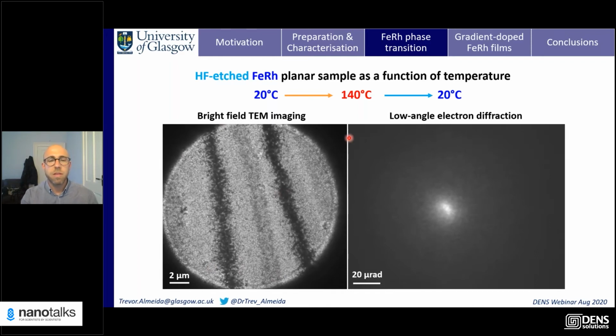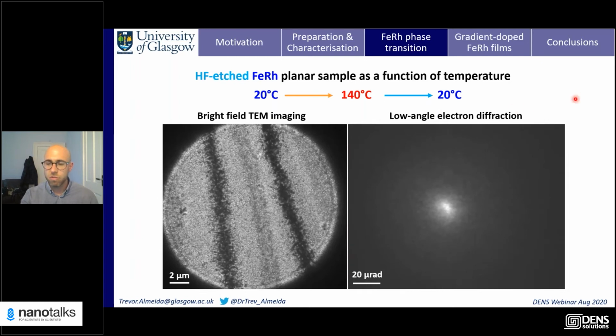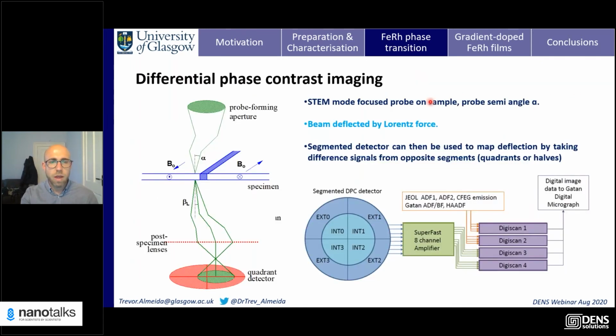And to better understand the dynamics of the transition, we really want to look at this in much higher resolution. So to do this, we use the technique that Glasgow is quite well known for, differential phase contrast imaging, where, much like normal STEM, you scan the probe across the sample. In this case, it's under magnetic field free conditions. And if the sample is of uniform thickness, the probe will be deflected by different directions of magnetization and domain walls. And this is essentially by the Lorentz force of the magnetic properties of the sample.